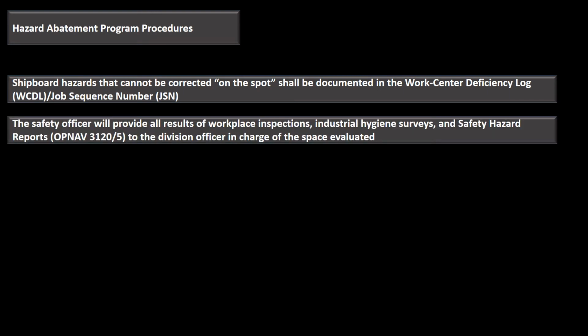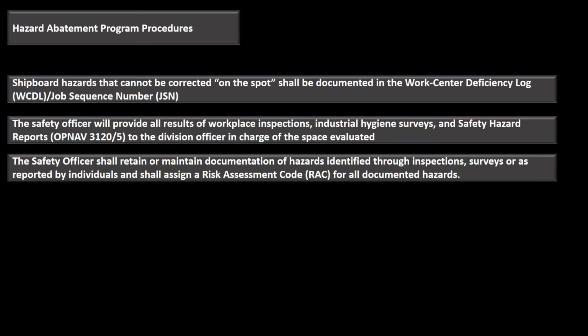So the safety officer will provide results of workplace inspections, industrial hygiene surveys, and safety hazard reports, and our hazard report is going to be done on an OPNAV form 3120/5. They're going to make sure that the division officer in charge is aware of this, okay? They're going to make sure they get this information to the division officer of that space. The safety officer is going to maintain documentation of hazard controls through inspections, surveys, or as reported to individuals.